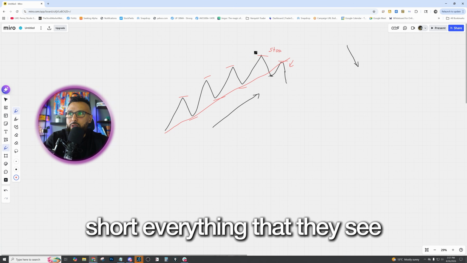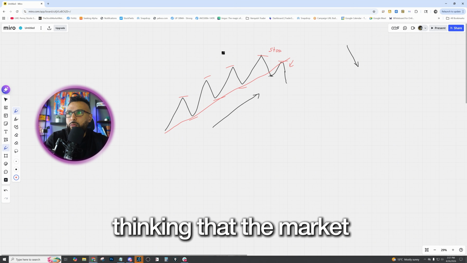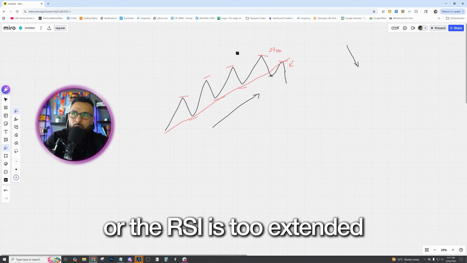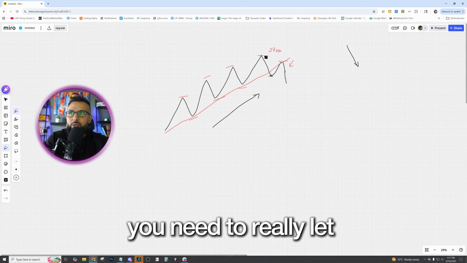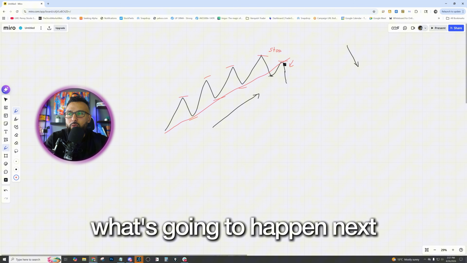So many people just short everything that they see, thinking that the market is extended or the RSI is too extended. That is the wrong way to do it. You need to really let the price action dictate what's going to happen next.